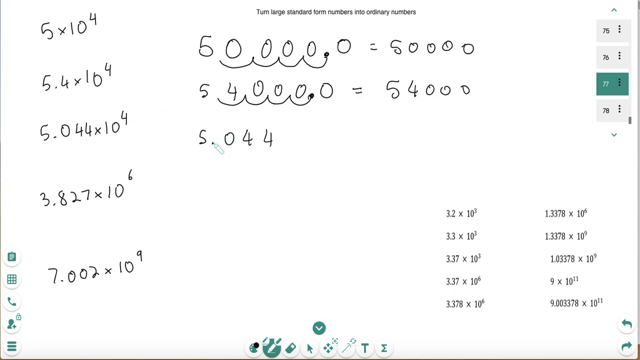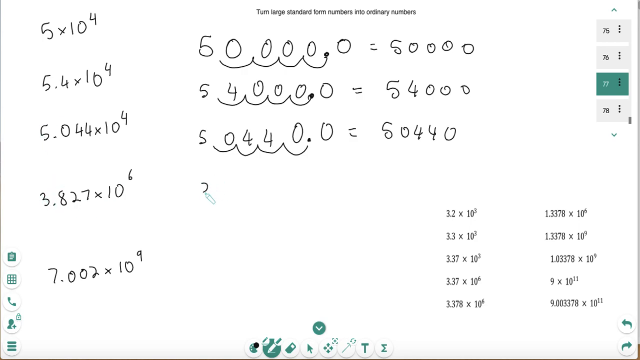I'll move it 4 spaces, so 1, 2, 3, 4. Wherever there's a gap, add a 0. Our decimal place leaves from here, it goes here. Nothing at the end, 0.0. This part's a bit useless, but it just helps with knowing the process. 50,440.